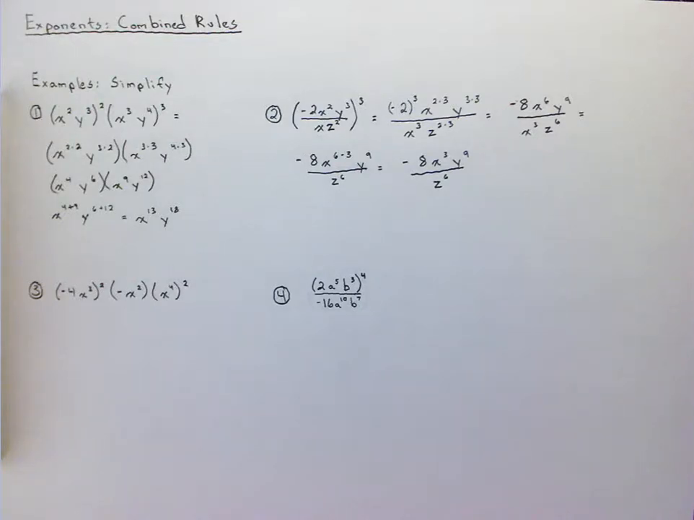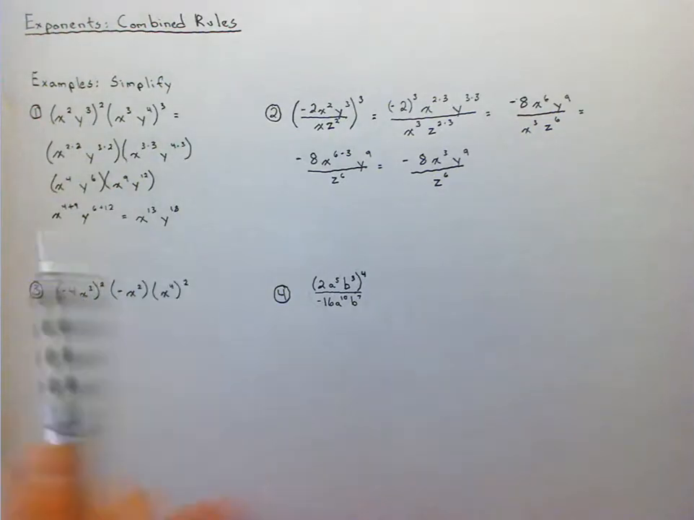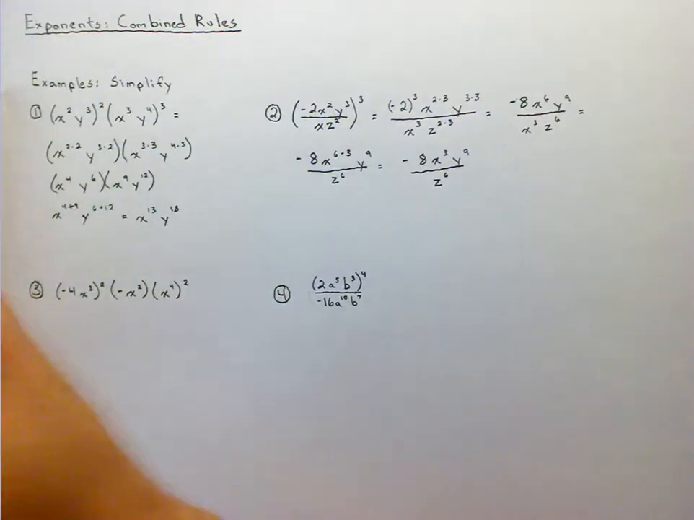Hey everybody. Alright, looking at exponents where we combined all the rules. And the key to these problems is to simply just do it one step at a time. One step at a time. So let's look at some examples. And with these, what we're doing is we're going to incorporate the product rule, power rule, and quotient rule for exponents.